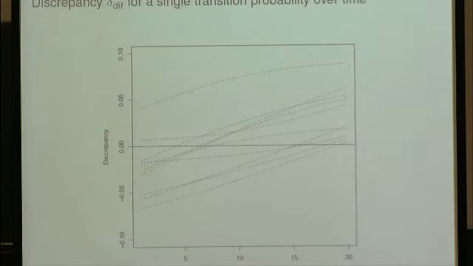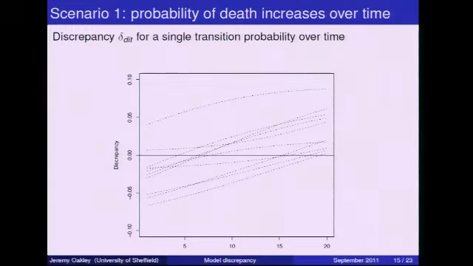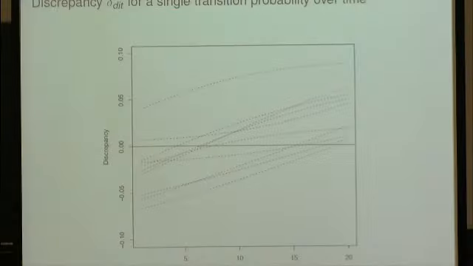So some scenarios that we're going to think of. Perhaps we might believe that the probability of death is not constant over time, that it's going to increase. If we imagine a single discrepancy term, we might imagine that we're perhaps underestimating that probability to start with, and the probability gets larger, so the discrepancy increases over time.